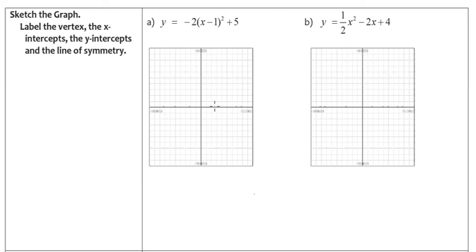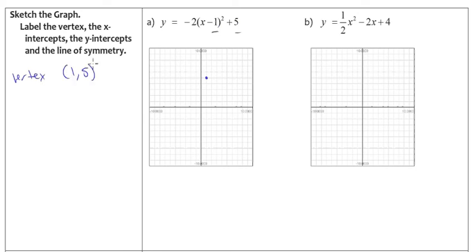All right, here we are, back page of the 117 notes, and it says to sketch the graph, make sure we label the vertex, x-intercepts, y-intercepts, and line of symmetry. And since it's given to us in vertex form, we can find our vertex pretty quickly. It's going to be at 1, 5. 1, 5 is our vertex.